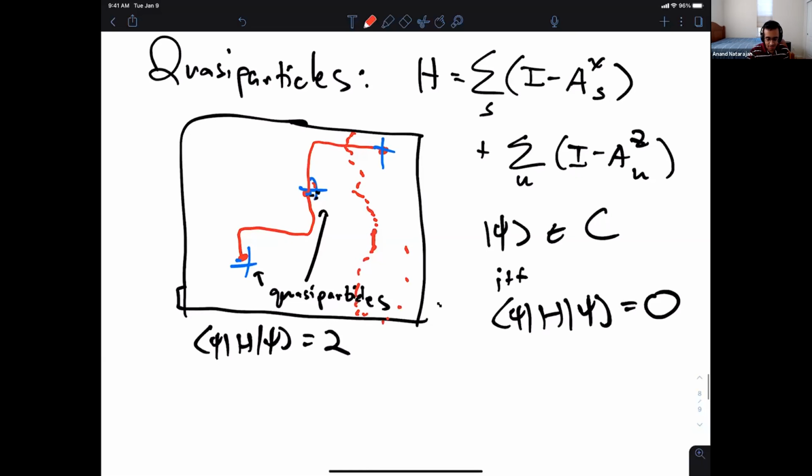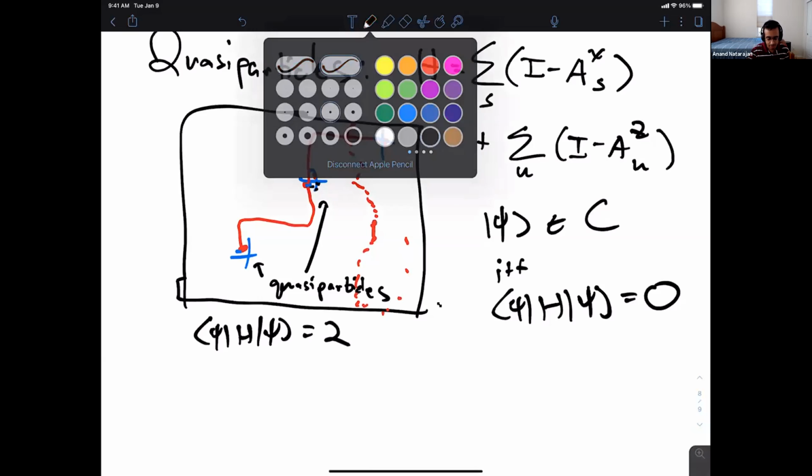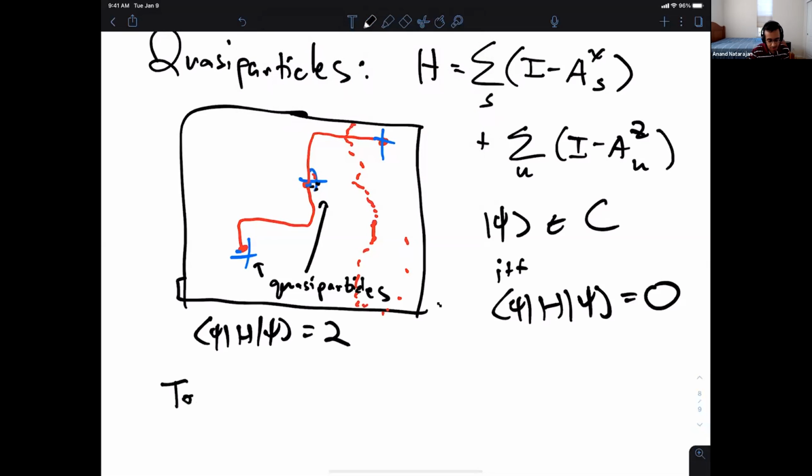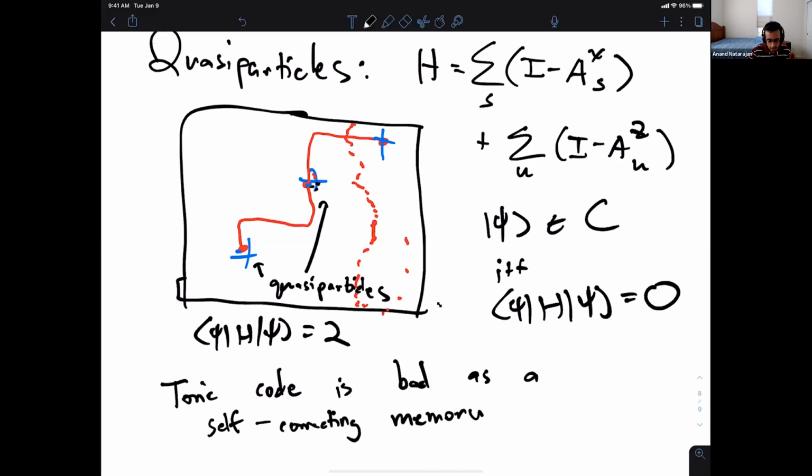So this basically says that the toric code is bad as a self-correcting memory. It's not like you can prepare a code state and just let it sit there and hope that it will remain good. So you have to do active error correction, or else these errors could grow very quickly.